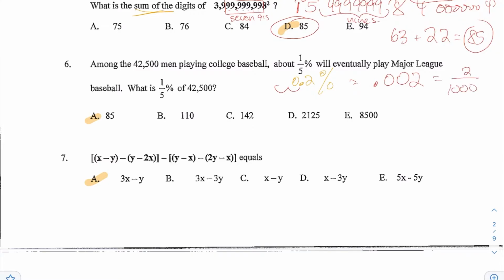So you'll have to multiply 42,500 times 2 over 1,000. And the 2 zeros will cancel out. So the 2 and 10 cancel to form 1 and 5. And then the 5 goes into 425. When you do 425 divided by 5, you get 85. That's choice A.